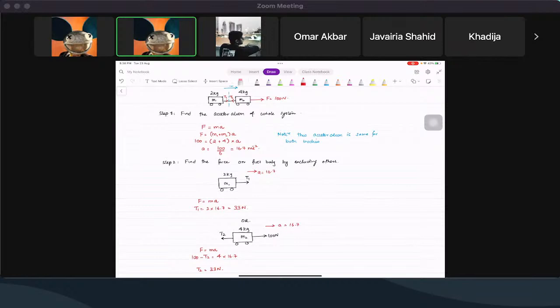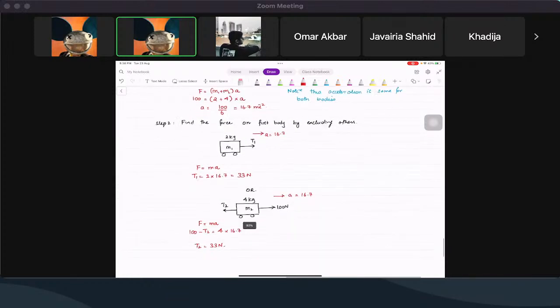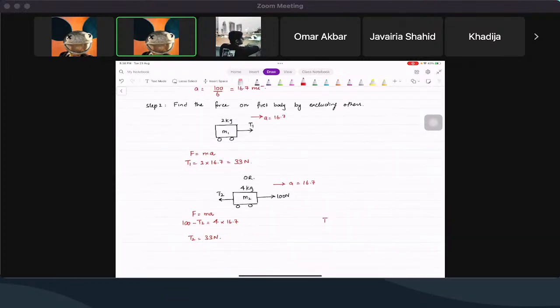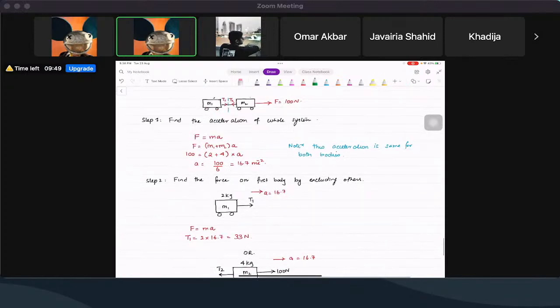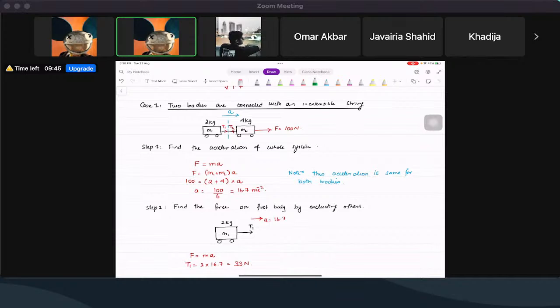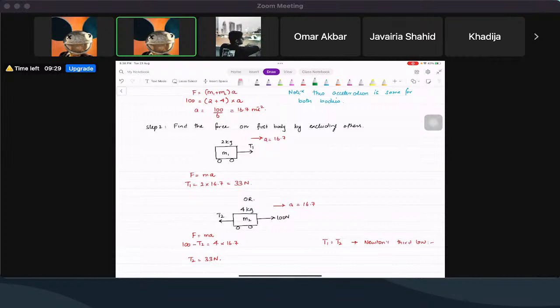This is because T1 and T2 will always be the same, because of Newton's third law, which states that if M1 pulls M2 with a certain amount of force, which is 33 newtons, an equal and opposite force will be applied by M2 on M1. Do you guys understand this? Yes. They have to be the same, they can't be different.